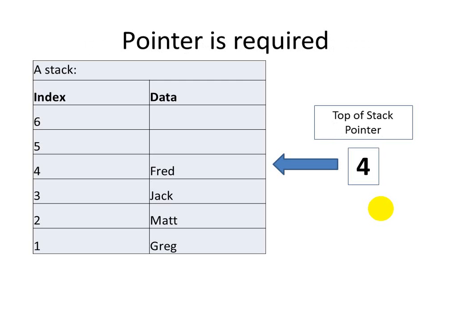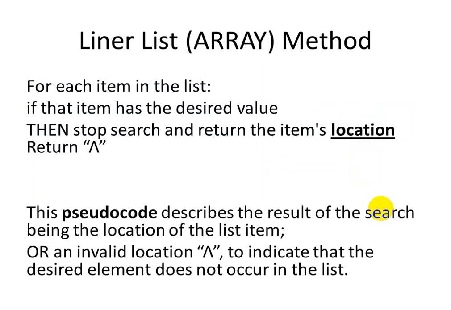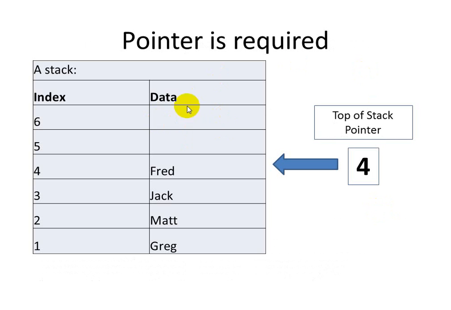So if we were searching for something, we would return 1 if it was Greg. This is the pseudocode that describes the result of a search in an array. It's going to return the location of that list item, or the invalid location indicated by that upside down V. This indicates that the desired element does not occur in the list. Remember, it's going to be an error, and this is all part of error handling from AS. It's going to be an error if it's not there, because, well, if there's no value, we can't really do anything. We have to say null return. Of course, we can make an escape clause for that.